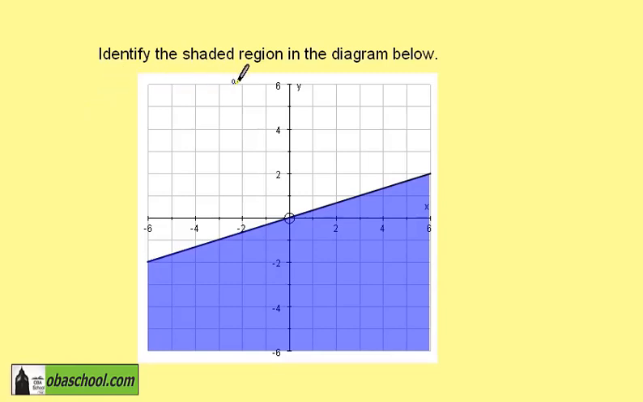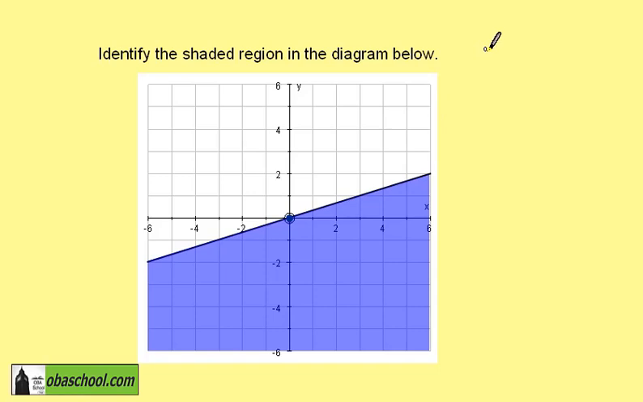We want to identify the shaded region in the diagram below, which we can see here. The boundary is this line. We need to find the equation of this line. Note the line goes through the origin.